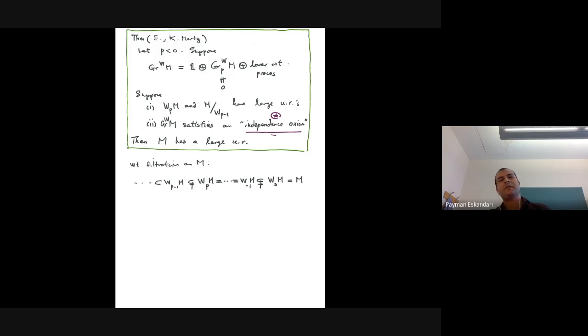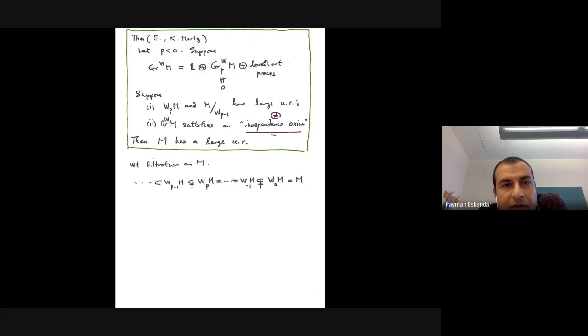So suppose that P is negative. Suppose that you have a motive M whose associated graded looks like this. The highest graded piece is the unit object. And then you have a non-zero piece at weight P, P being negative. And then there's some lower weight stuff. That could be just 0, it doesn't matter. But it will be more interesting if it's not 0, then you'll have more than two weights.